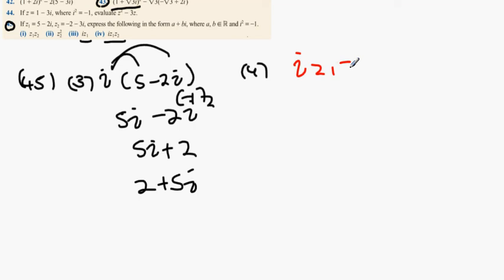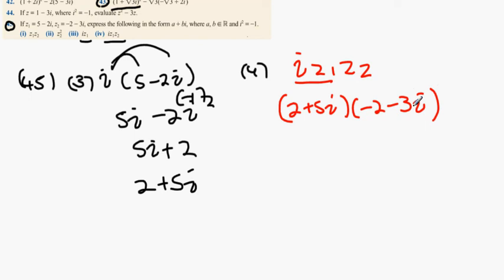So iz1 z2. We already have the answer for iz1, which is 2 plus 5i. And this 2 plus 5i has to get multiplied by minus 2 minus 3i. Then we're going to put it all in.